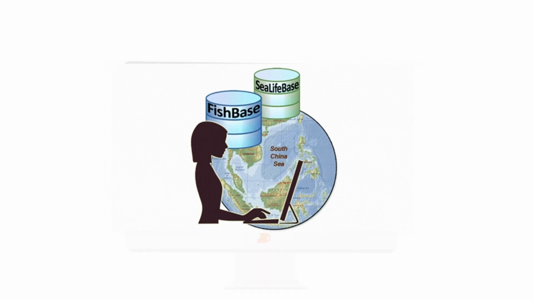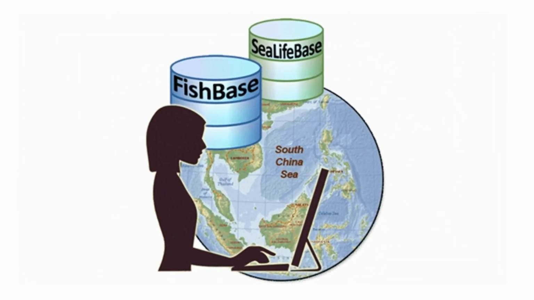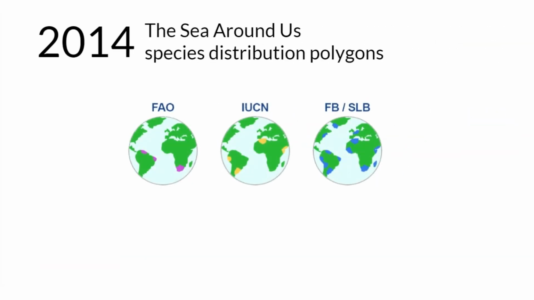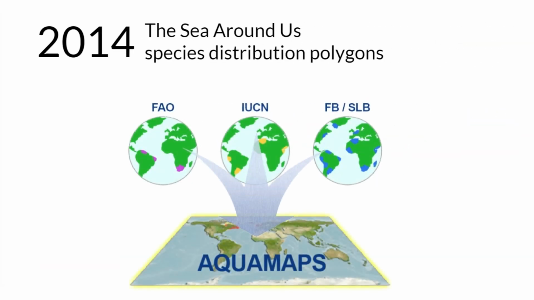This activity strengthened the partnership between FishBase and SeaLifeBase and marked the shift in the database's strategy for documenting the marine biodiversity of the world, by working on one marine ecosystem at a time until all 66 large marine ecosystems are well covered. In 2014, The Sea Around Us started generating species distribution polygons. Country data from The Sea Around Us, FishBase, and SeaLifeBase was harmonized to provide the best species map via AquaMaps, and used as the basis of its distribution polygons.